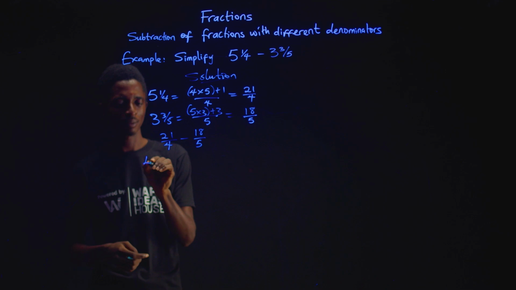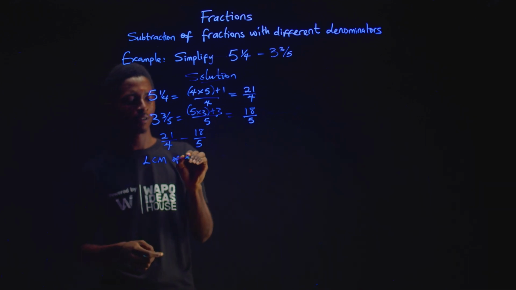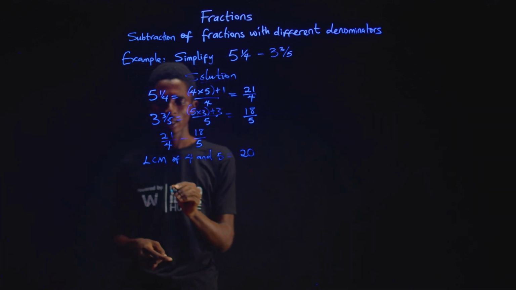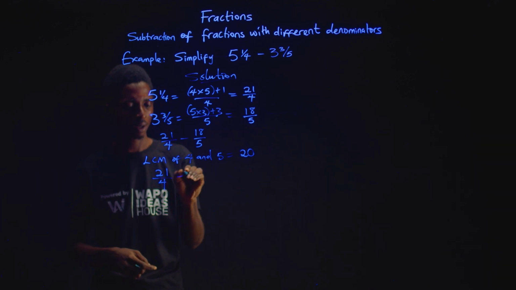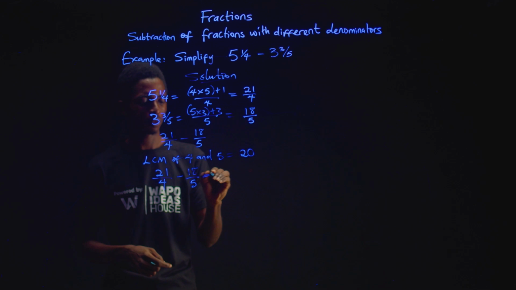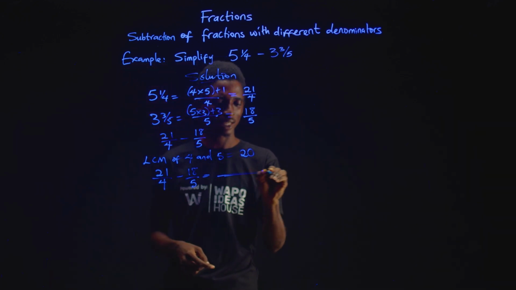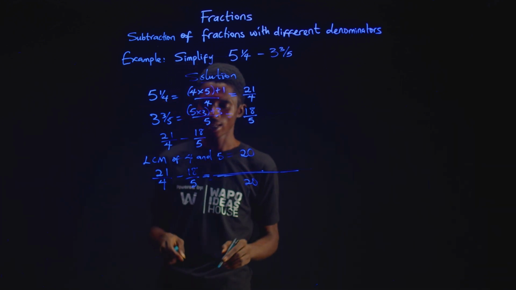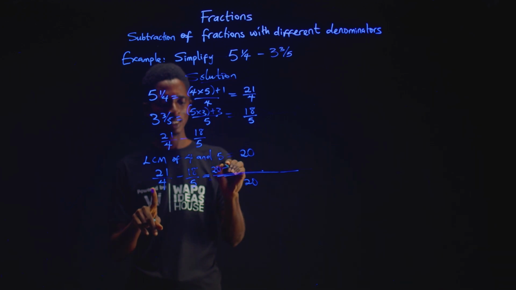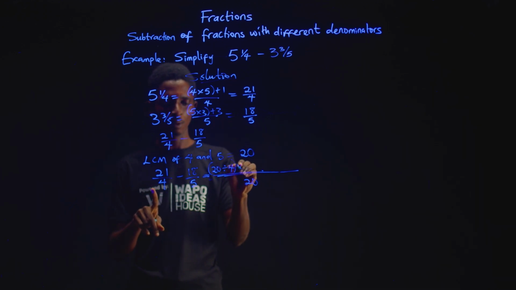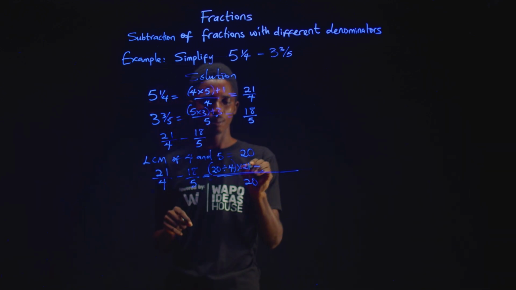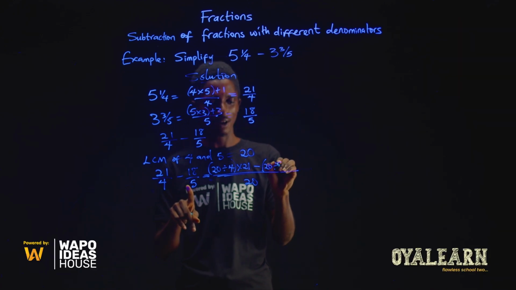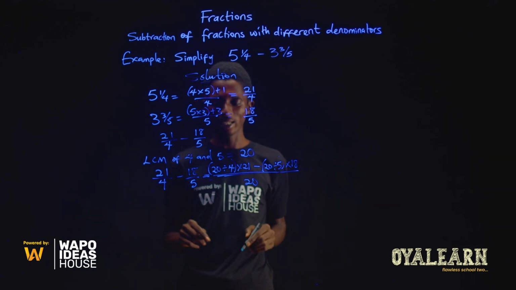So we find the LCM. The LCM of 4 and 5 would give us 20. Therefore, 21 over 4 minus 18 over 5 would then become, now we write down our LCM as the common denominator here. So 20. And then for the first fraction, we would have 20 divided by 4, and we multiply that by 21. Minus the second fraction, we have 20 divided by 5, and then we multiply that by 18.